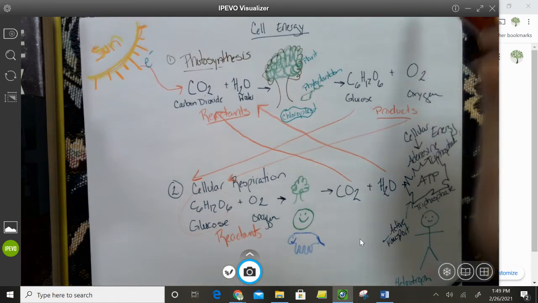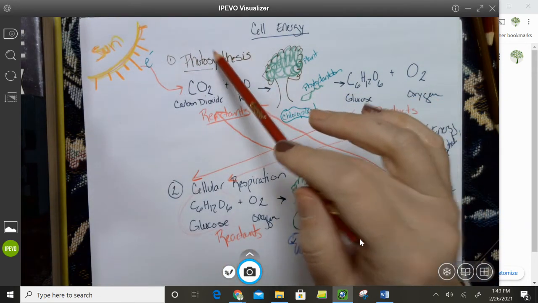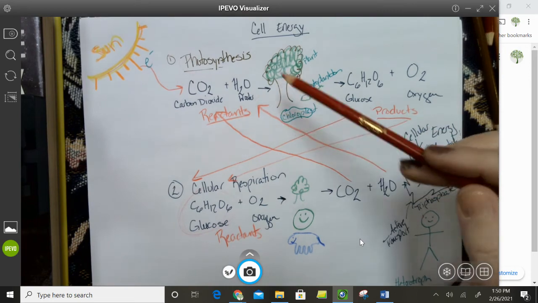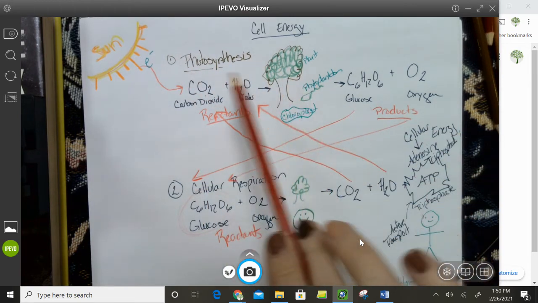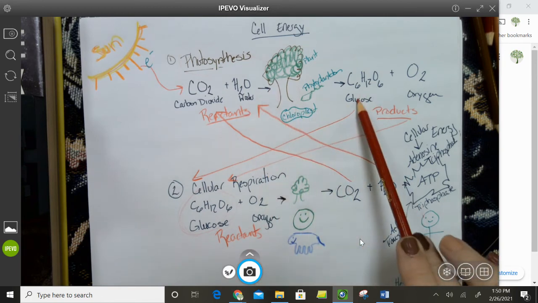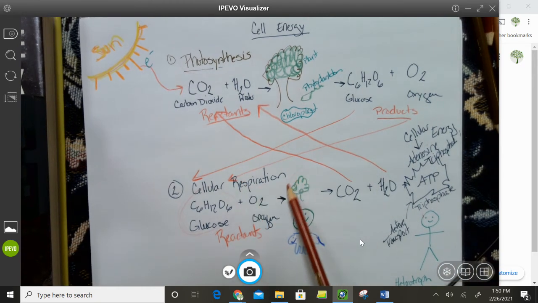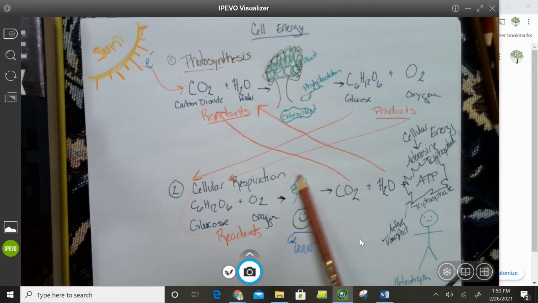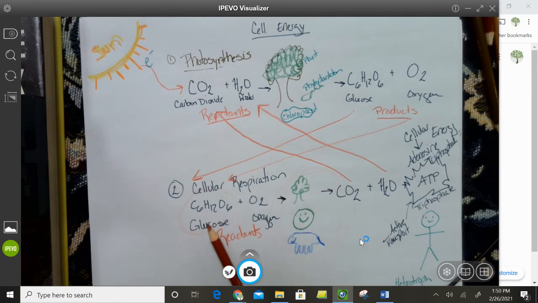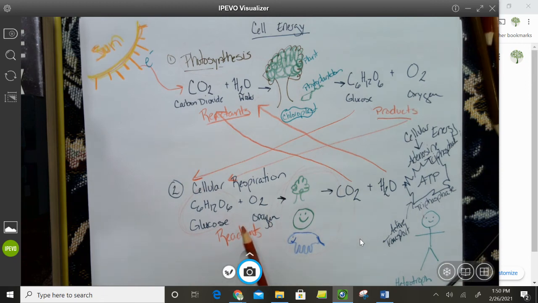So one more time, the energy goes from the sunlight into the process of photosynthesis, where photosynthetic organisms are going to absorb the sun's energy with carbon dioxide and water in the chloroplast. It's going to turn it into glucose and oxygen. During cellular respiration, non-photosynthetic eukaryotic organisms are going to take that glucose and oxygen that was produced over here, and it's going to be converted into carbon dioxide, water, and ATP.